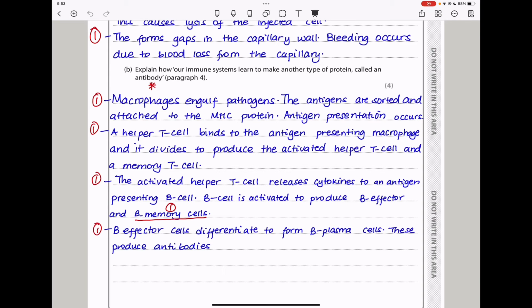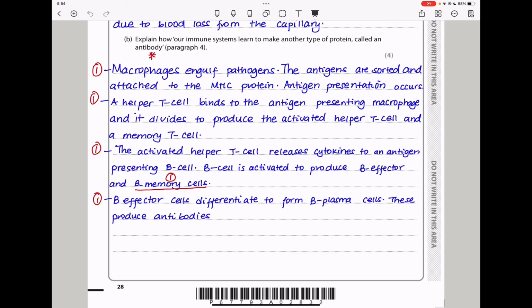I said, macrophages engulf pathogens, and the antigens are sorted and attached onto the MHC protein. Antigen presentation occurs. A helper T cell binds the antigen-presenting macrophage, so it will be stimulated and it will divide to produce the activated helper T cell and the T memory cell. The activated helper T cell releases cytokines to an antigen-presenting B cell. The B cell is activated to produce B effector cells and B memory cells. Then finally, I say the B effector cells differentiate to form the B plasma cells, and these will produce antibodies.